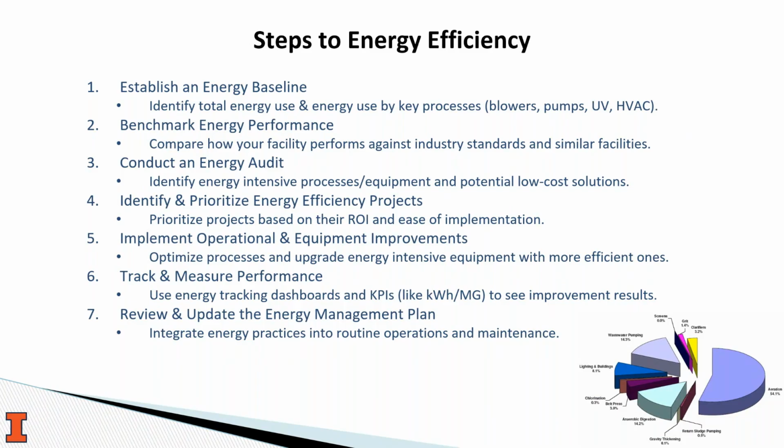more stress-free. Step 5 is implementing operational and equipment improvements. This could include optimizing process control or upgrading some of those energy-intensive equipment with more efficient models. And depending on what the audit or benchmarking might highlight, you might want to prioritize upgrading those equipment first. Step 6 is tracking and measuring performance. So using simple tracking dashboards or KPIs, key performance indicators, can help operators visualize whether improvements are resulting in expected energy savings. And the final step is to review and update the energy management plan.